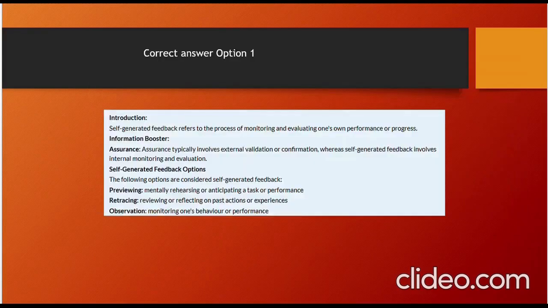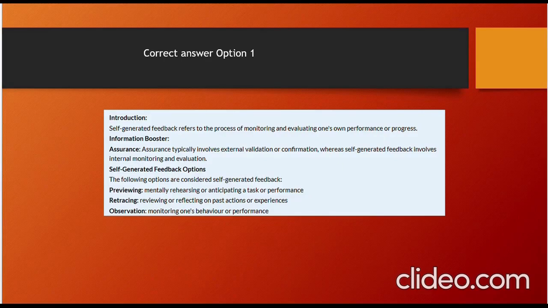So the question asks about self-generated feedback. It refers to the process of monitoring and evaluating one's own performance or progress. Assurance typically involves external validation or confirmation, whereas self-generated feedback involves internal monitoring and evaluation. The following options are considered as self-generated feedback. Previewing, that is mentally rehearsing or anticipating a task or performance. Retracing, reviewing or reflecting on past actions or experiences. Observation, that is monitoring one's behavior or performance.